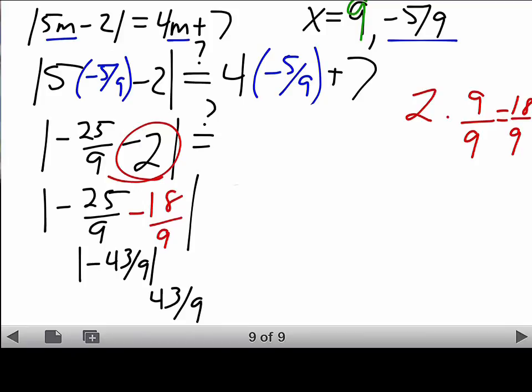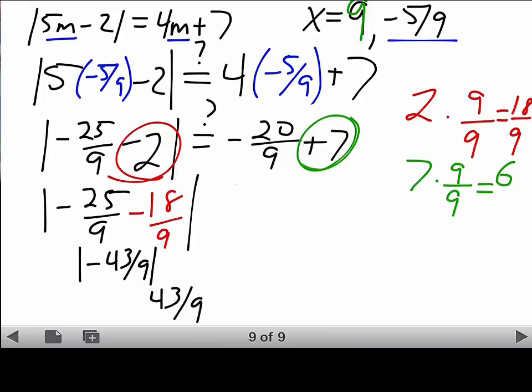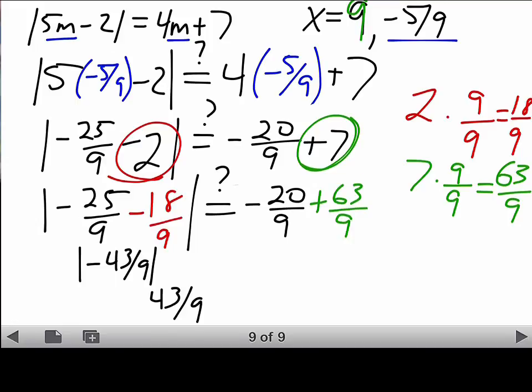On the right-hand side, we have negative 20/9 plus 7, and once again we need 7 to have a denominator of 9. In order to do that, we're going to multiply by 9 over 9 to get 63 over 9. And so we have negative 20/9 plus 63 over 9, which equals 43 over 9. And since 43 over 9 is what we had on the left-hand side, this answer also checks out.